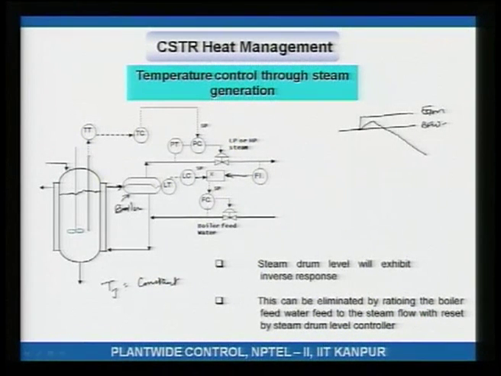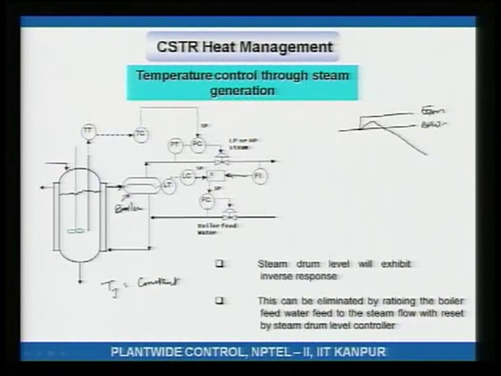The ratio set point is adjusted by the level controller. So, if over a long time you find that the level is actually reducing, then you will increase this ratio set point. This arrangement essentially makes sure that inverse response in the boiler level does not cause the boiler feed water to go in the wrong direction. Wrong way behavior in the level does not create a deficit or too much boiler feed water.